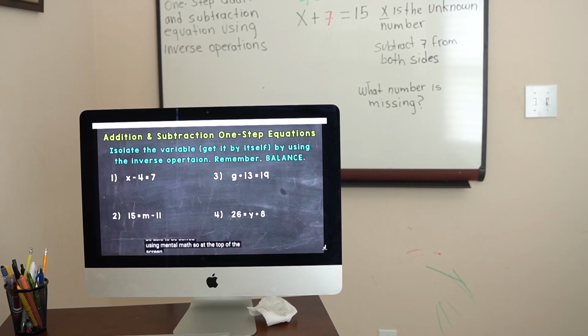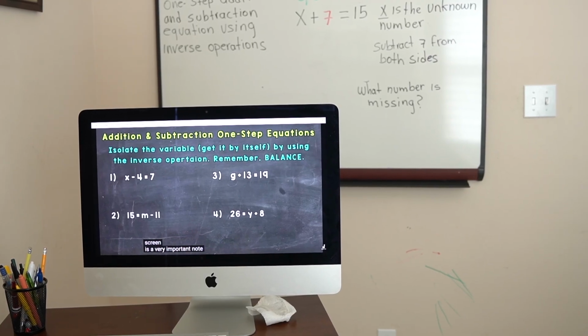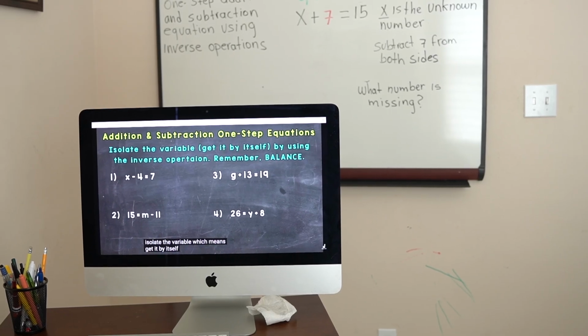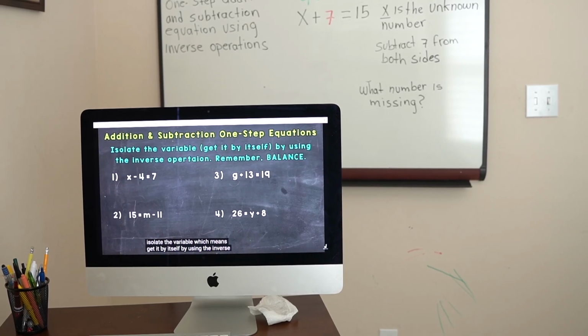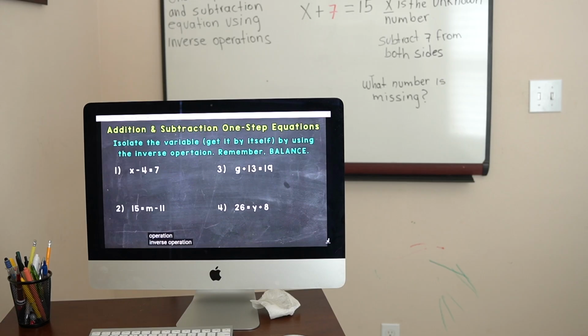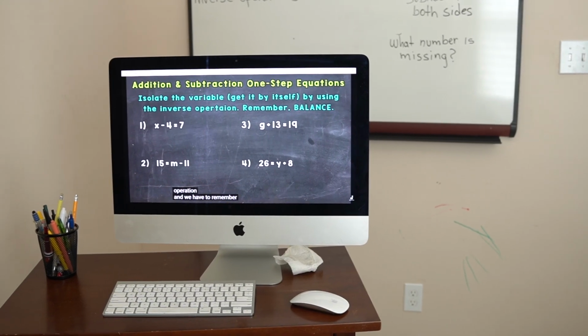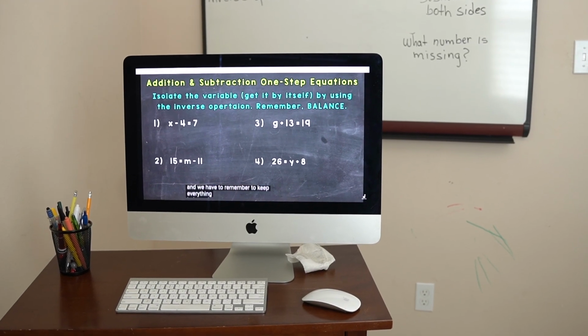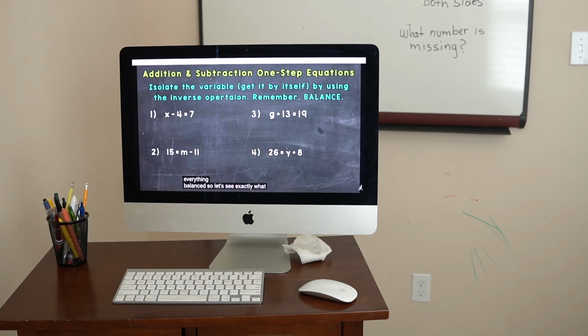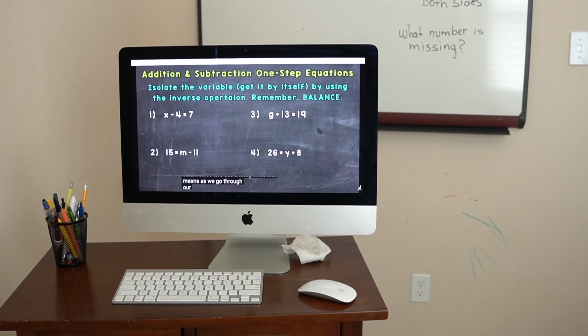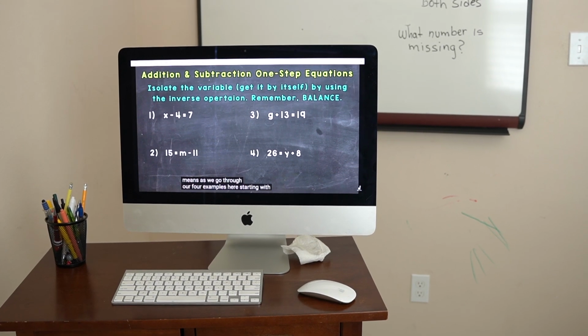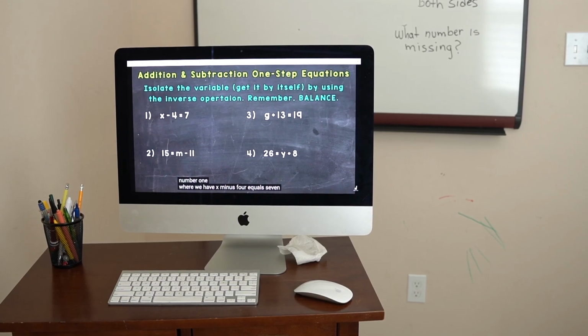So at the top of the screen is a very important note. We need to isolate the variable, which means get it by itself, by using the inverse operation. Inverse operation means opposite operation. And we have to remember to keep everything balanced. So let's see exactly what that means as we go through our 4 examples here, starting with number 1, where we have x minus 4 equals 7.